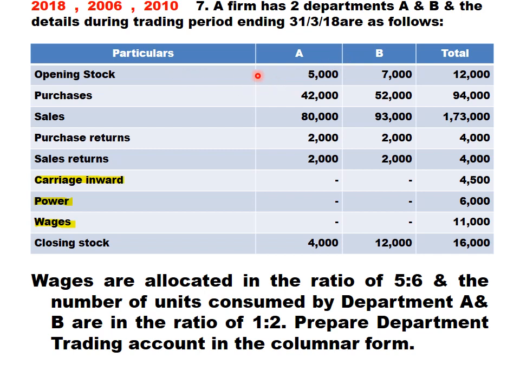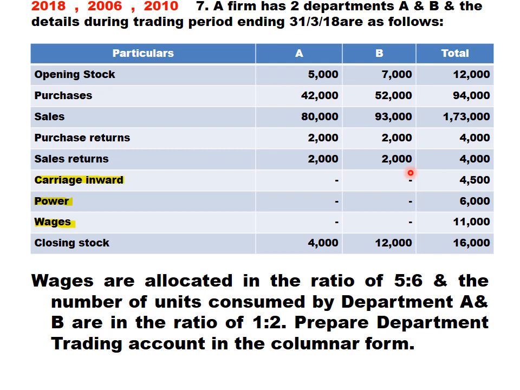Opening stock, no question of distribution. They have given you for A 5,000, B 7,000, total 12,000. Purchases they are given A 42, B 52 and total. Sales they are given specifically for A and B, total. Purchase return they have given specifically for A and B, total. Sales return is also given for A and B, total.